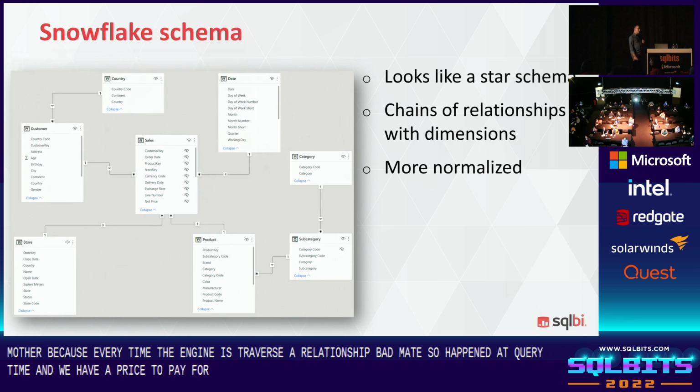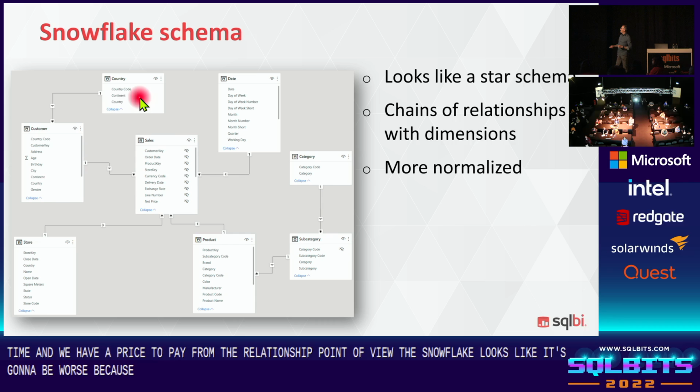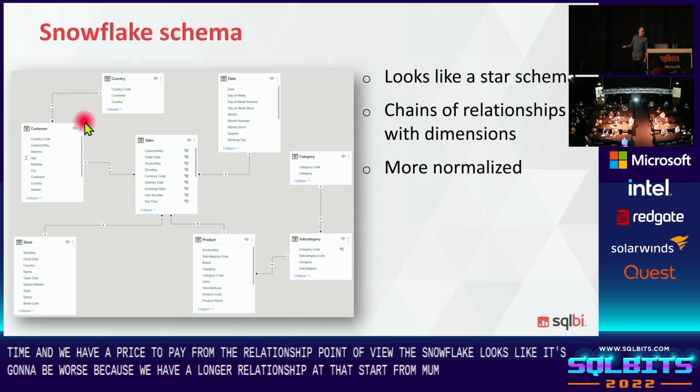From the relationship point of view, the snowflake looks like it's going to be worse, because we have a longer relationship that starts from, what is that?